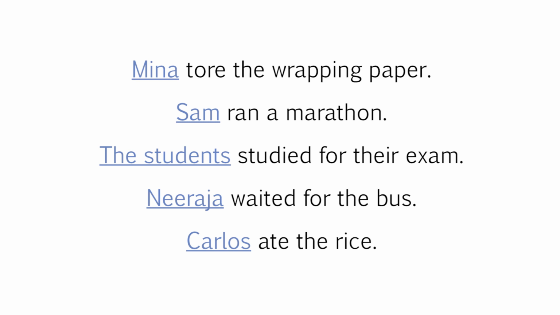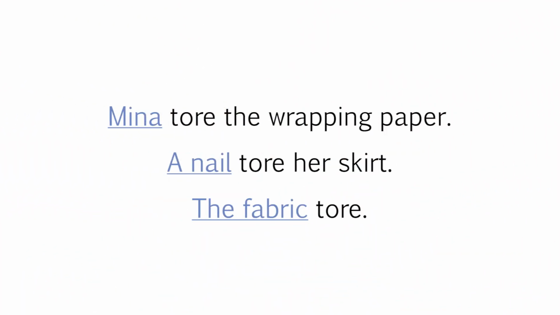Semantically, the events that each sentence describes are quite different. Tearing is different from running, which is different from studying or waiting or eating. But even across these different events, the participants described by the underlined noun phrases all share some semantic similarities. All of them choose to take part in the event. All of them are causing the event to happen. Let's look at another few sentences.